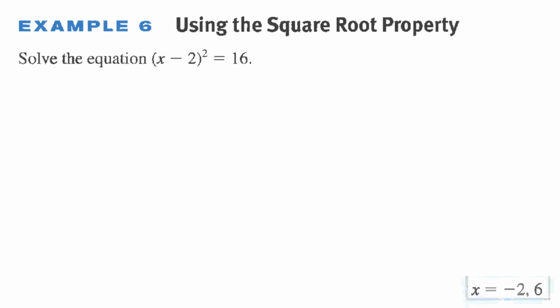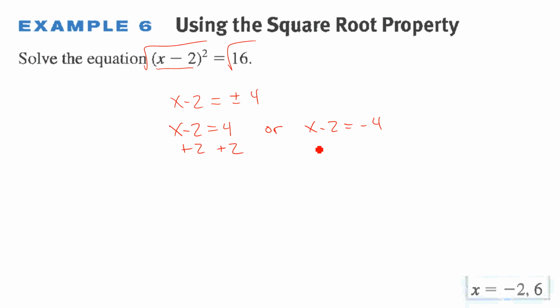Okay, we can do the same thing when the term being squared is inside of parentheses. We're going to immediately square root both sides, and so we would say x minus 2 equals plus or minus 4. This is probably easier if you write it as two different equations. x minus 2 equals 4, or x minus 2 equals negative 4. And we'll solve this twice. We'll add 2, and we'll get x equals 6, x equals negative 2.